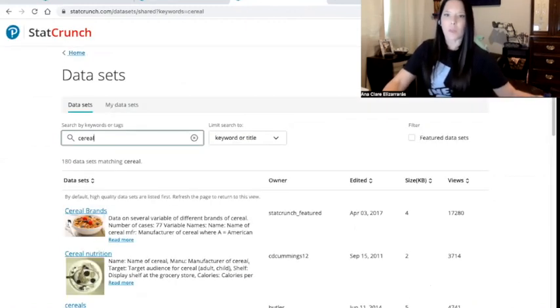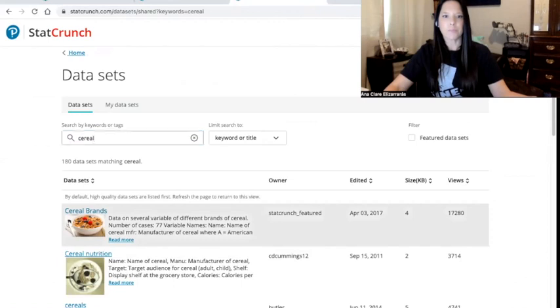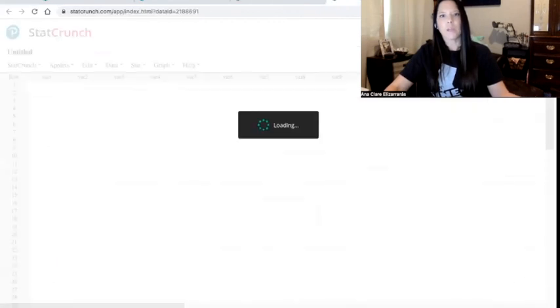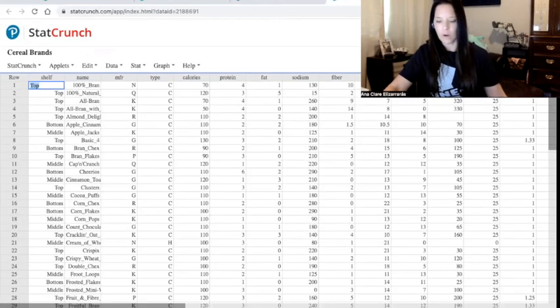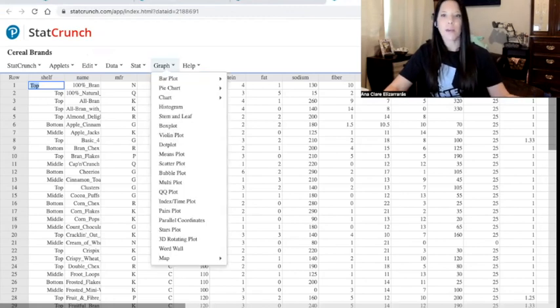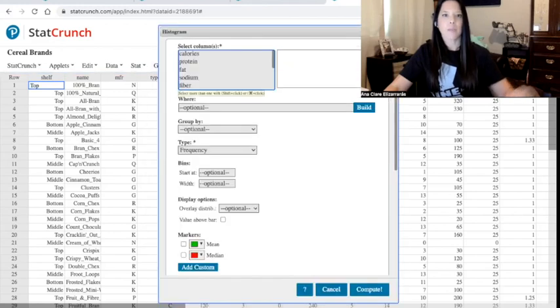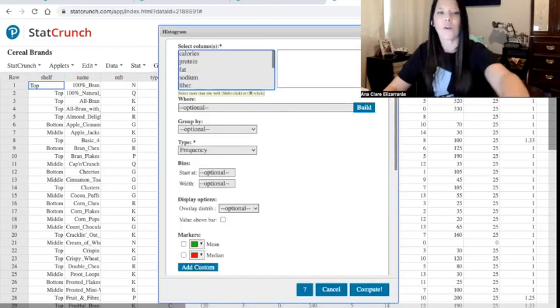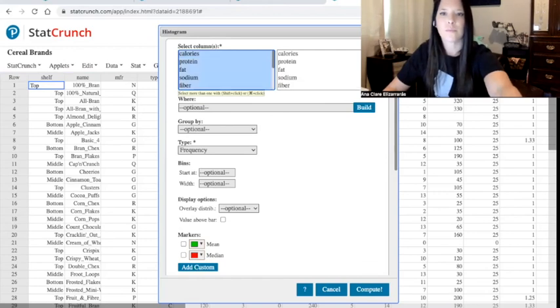And remember, we want the one that is StatCrunch featured. And now we want to create histograms for all 11 quantitative variables. We go to Graph, Histogram, and I want to select all. You can do Control A or Command A if you wanted to.